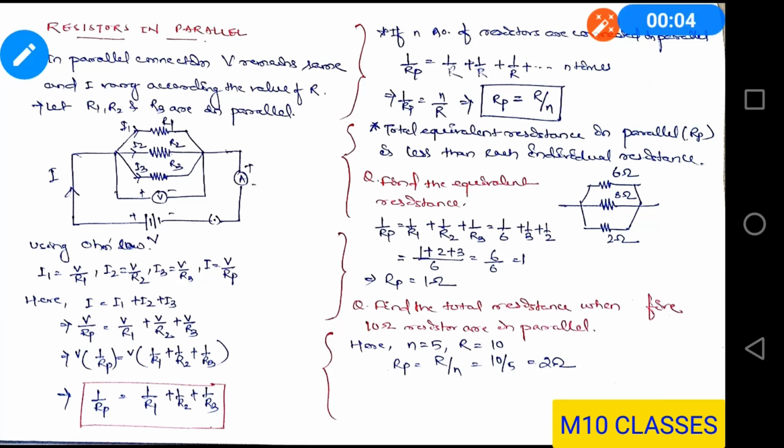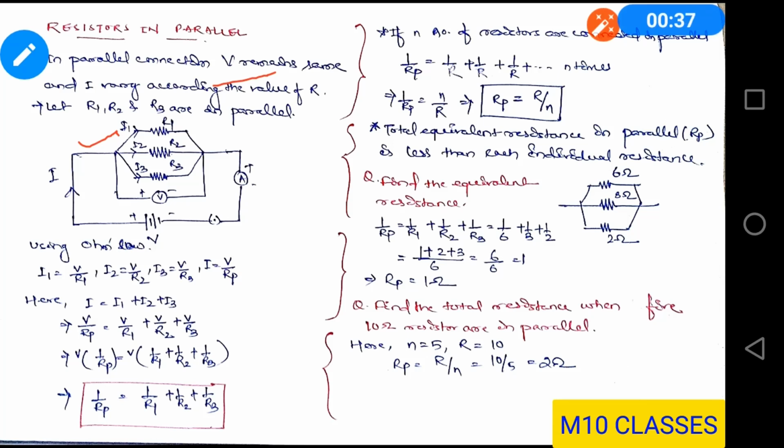Now let us see resistors in parallel connection. What is the important fact about resistances in parallel? In parallel connection the potential difference remains the same. It is very important, and the current varies according to the value of the resistances. Now let us consider three resistors R1, R2 and R3 connected in parallel as shown in the figure. The current will vary. Now see here, the current is divided into three parts: I1, I2 and I3.